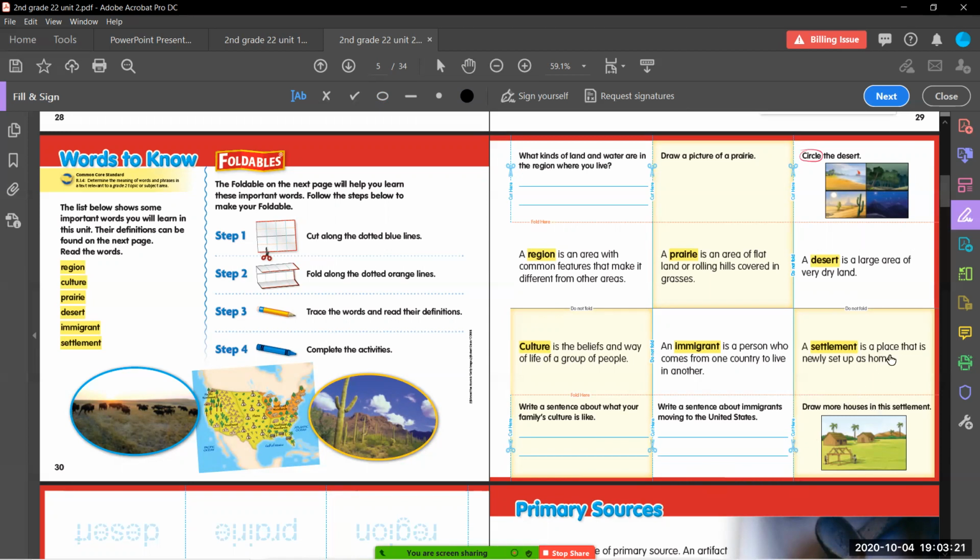Now, the last word we're going to talk about right now is the word settlement. A settlement is a place that's newly set up as a home. So it's a place that wasn't already built for homes before.